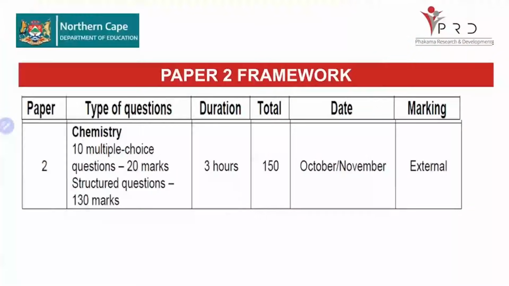So as we know, we are going to be writing Physical Sciences Paper 2 very soon. What are the things that you need to look at? The first thing is the layout of the question paper. You're going to be given 10 multiple choice questions equivalent to 20 marks, and then structured questions, which will be about 130 marks. You will sit for a 3-hour paper, and the total is 150 marks.